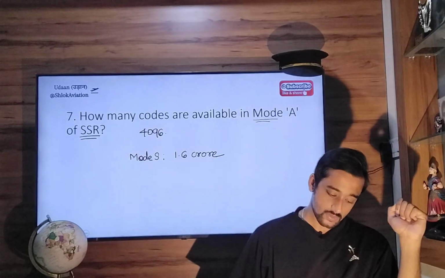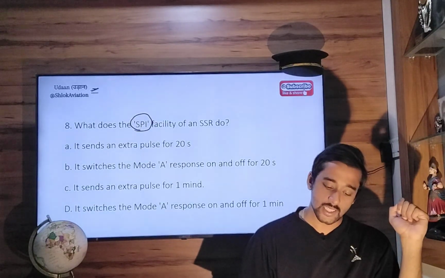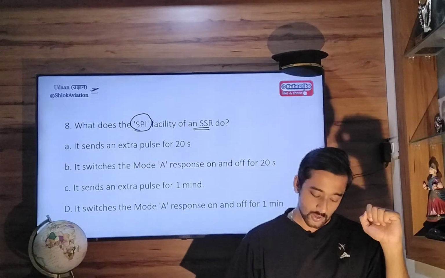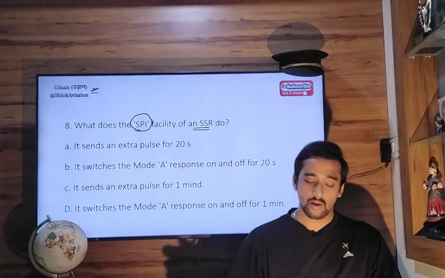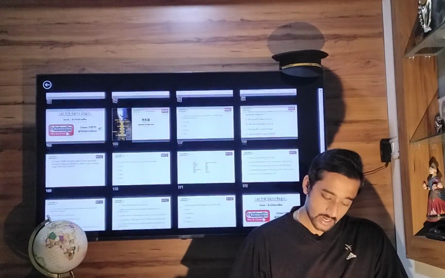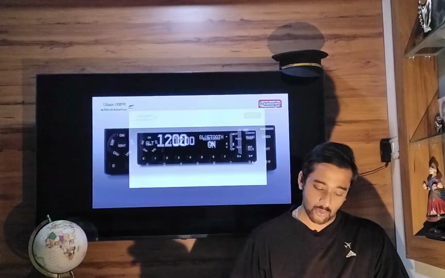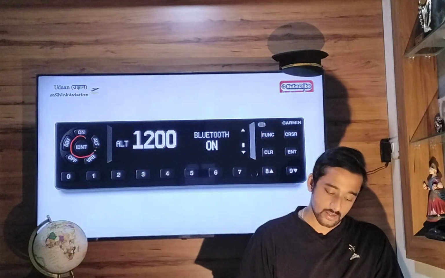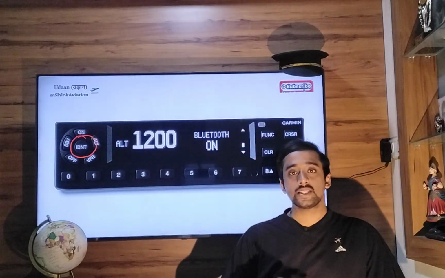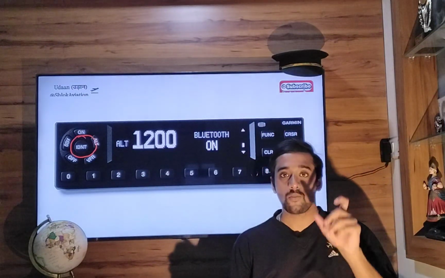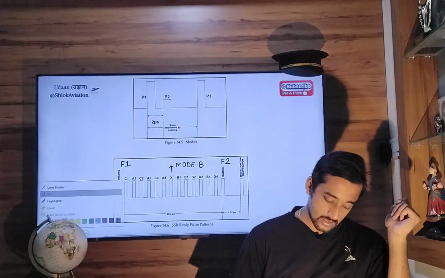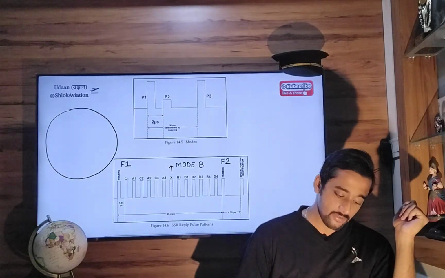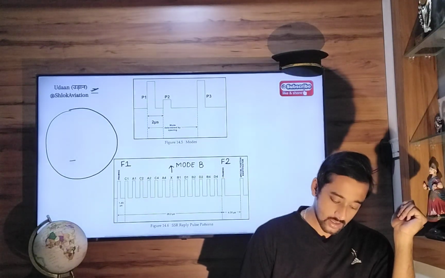Next, what does the special position indicator facility of an SSR do? Special position indicator is nothing but, in your aircraft transponder, there is a button called the ident button. Whenever ATC wants to identify your position on the radar screen, because on the ATC radar controller's screen there will be many aircraft representations.